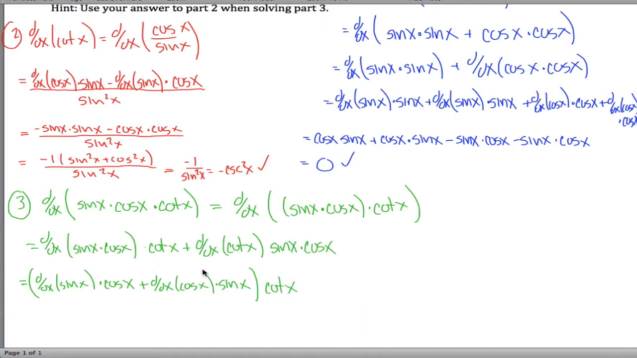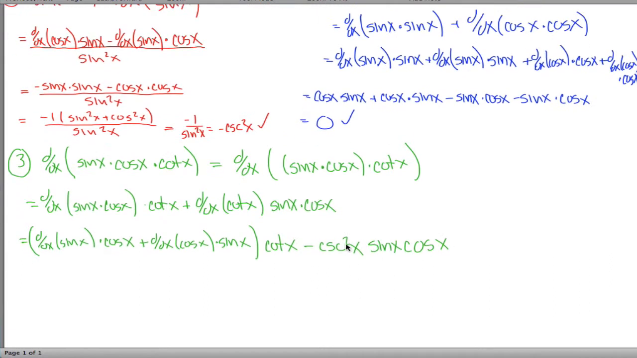That's this part. And to that I want to add the derivative of cotangent of x. However, I know the derivative of cotangent of x is negative cosecant squared of x. So I want to add negative cosecant squared of x. That's this part. But then I'm not done because I have to multiply that by sine of x, cosine of x. I'm almost done with the calculus.